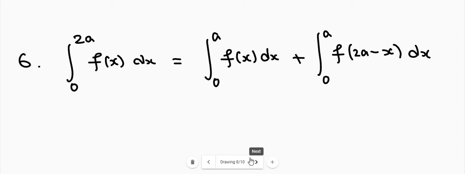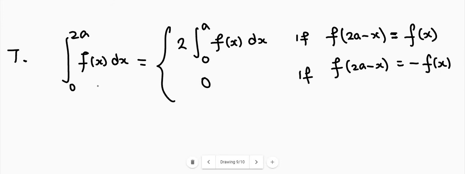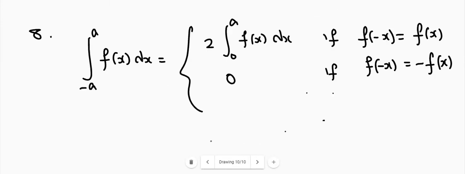Next, seventh property, integral 0 to 2a f of x dx is equal to twice 0 to a f of x dx if f of 2a minus x is equal to f of x. The f of 2a minus x minus f of x anengil it will become 0. Answer will be 0. And the last property, integral minus a to a f of x dx is equal to 2 times 0 to a f of x dx if f of minus x is equal to f of x.